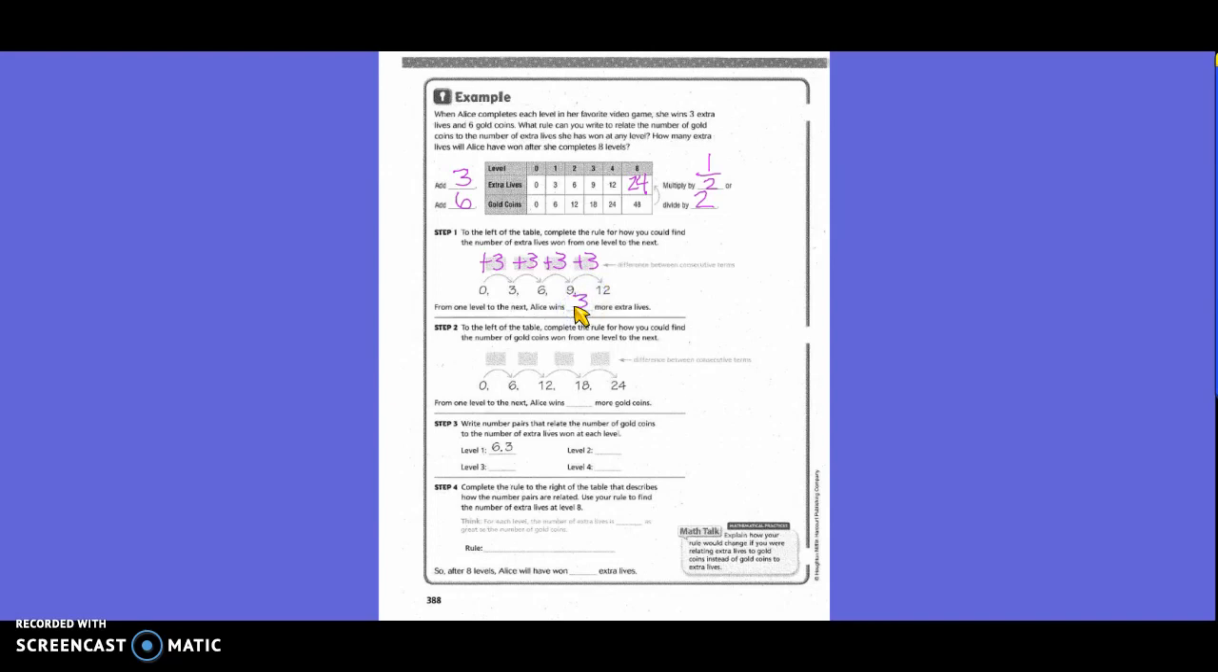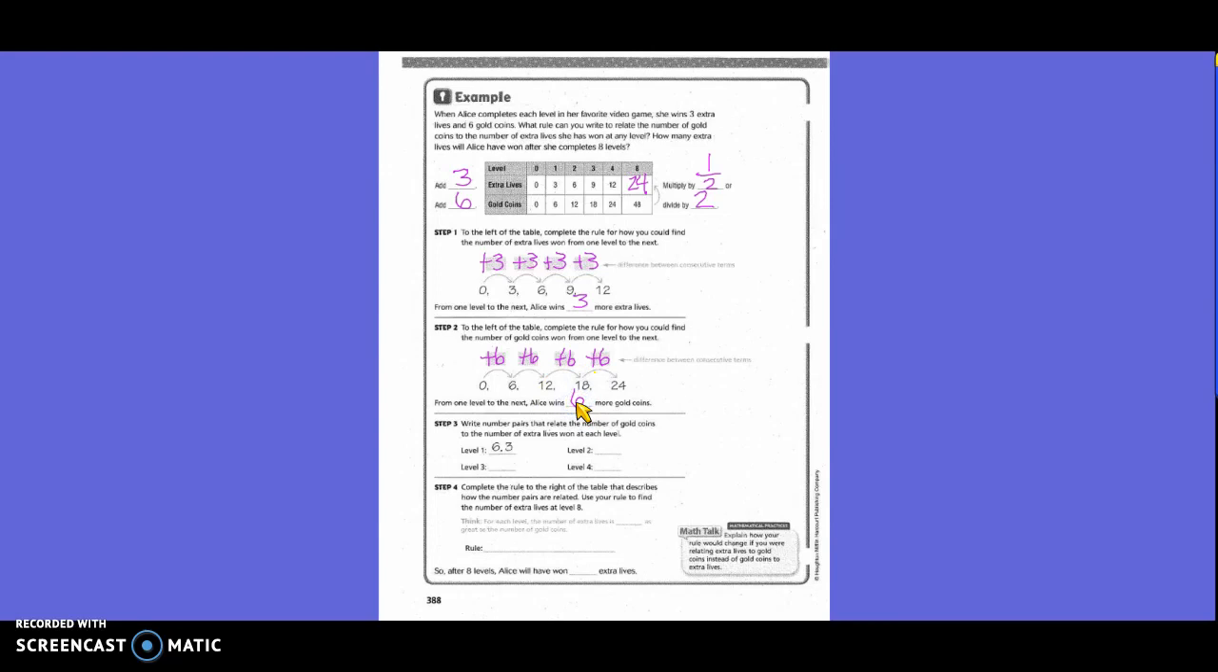Step 2, to the left of the table, complete the rule for how to find the number of gold coins won from level to the next. So we already said that they were doing 0, 6, 12, 18, 24, and they were doing what? Adding by 6. From one level to the next, Alice wins 6 more gold coins.